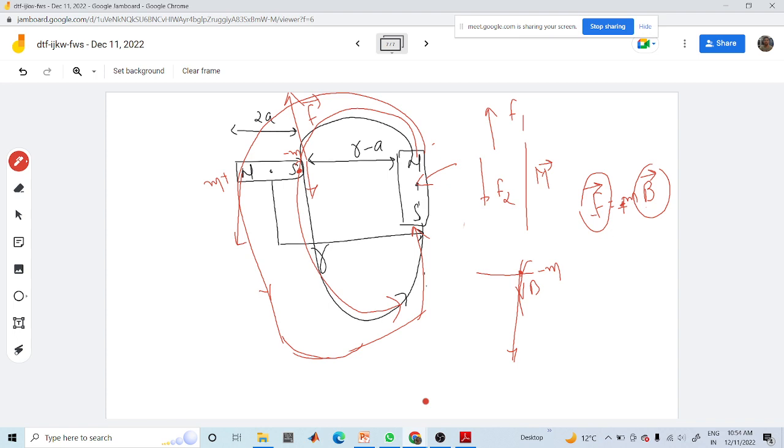Okay, right. So what we have to calculate? We have to calculate torque, right? So how will we find torque? Torque is R cross F. Torque is R cross F, or we can say RF sin theta. So we have to calculate the torque on M1 according to the question. Torque on M1 due to M2.